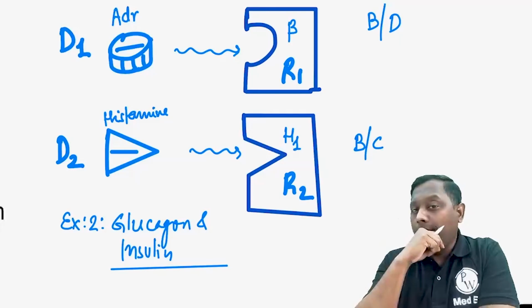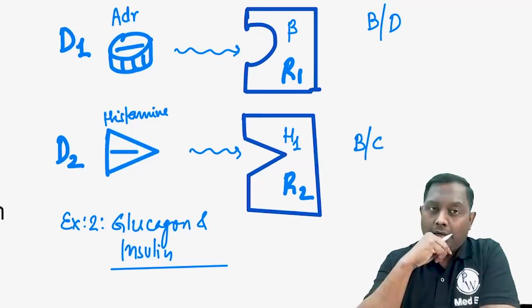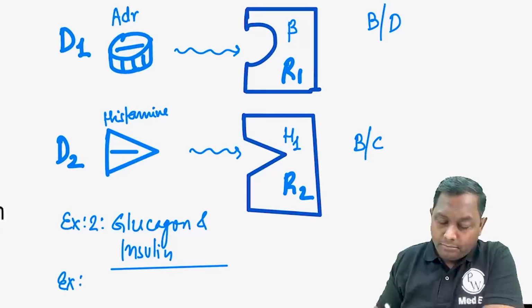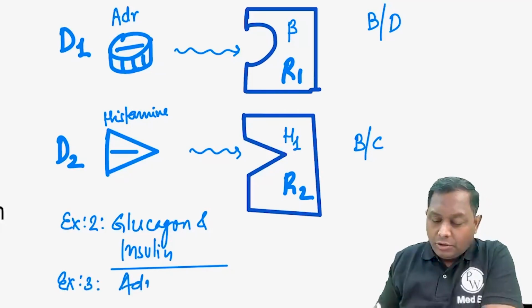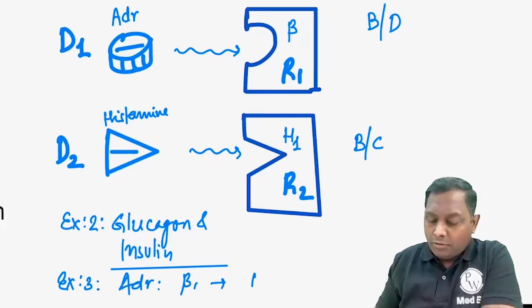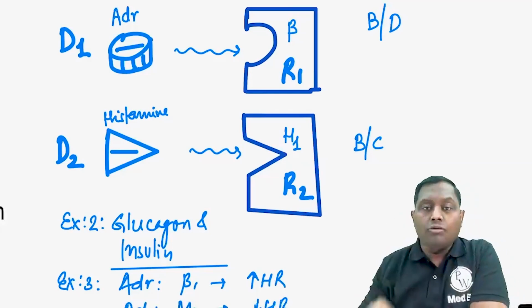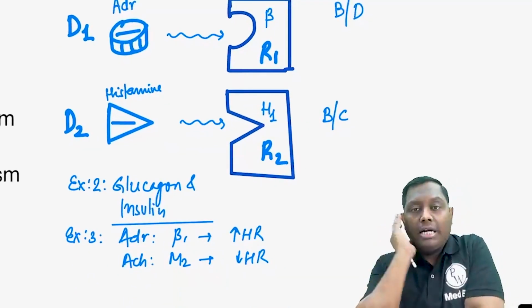Adrenaline and acetylcholine on the heart rate. Adrenaline is going to act at the beta 1 receptor and they are going to cause an increase in the heart rate. Acetylcholine will be acting on the M2 receptor and they are going to cause a decrease in the heart rate. So adrenaline and acetylcholine can also be an example of physiological antagonist.